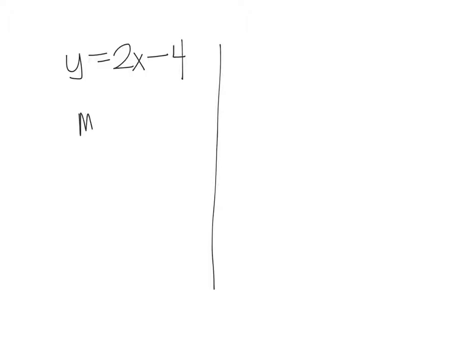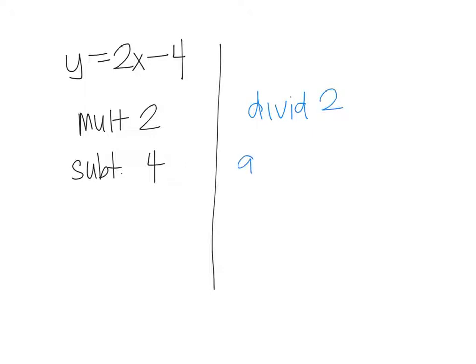So let's say we had just the function y equals 2x minus 4. So if we looked at what's being done to x, the first thing that's being done to x is it is being multiplied by 2. Then the next thing that you do to x is you subtract 4. Now, if we were going to do the inverse of all of these, it would be divide by 2 and add 4. But you have to go the opposite direction.